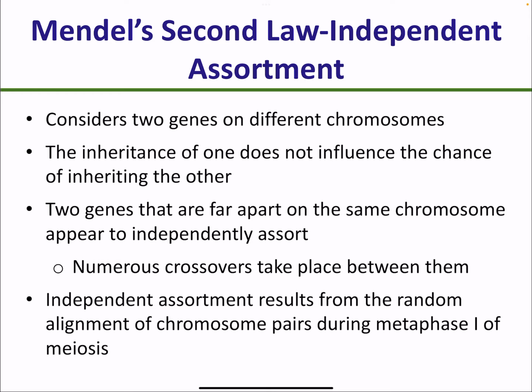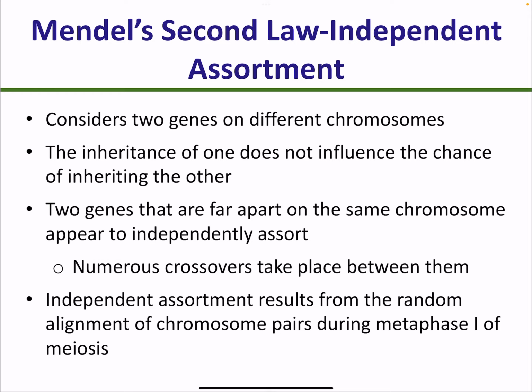These homologous chromosomes are going to end up in separate cells after meiosis 1, right? So that's the law of segregation. The chromosome you receive from mom is going to end up in one cell. The chromosome you receive from dad is going to end up in a separate cell. So that's the law of segregation.